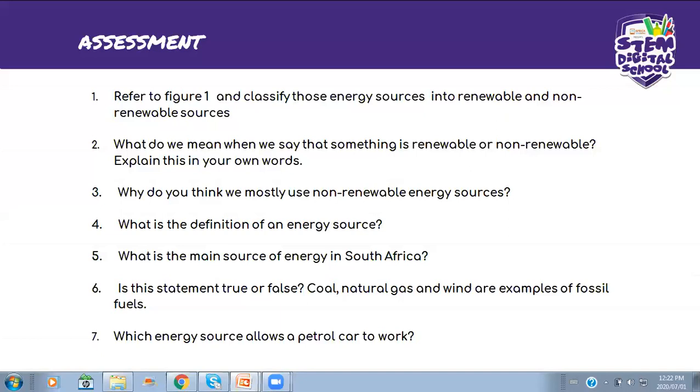Yeah, question two, Gumbi. Question two is talking about renewable or non-renewable. So they say, what do we mean when they say something is renewable or non-renewable? So if something is renewable, what does that mean? So if you are taking a renewable, then you explain it in your own words. Or if you are explaining the non-renewable, you explain it in your own words. So you pick one of them, but you explain it in your own words. That's what question two is about. What do we mean when we say that something is non-renewable or renewable? Explain this in your own words. I hope you are clear now.